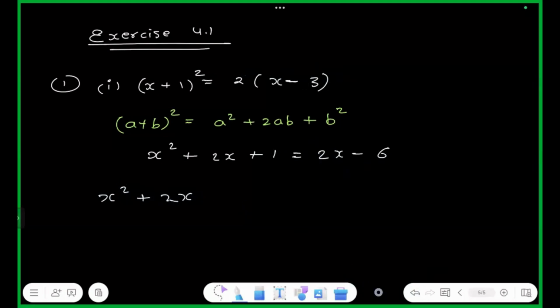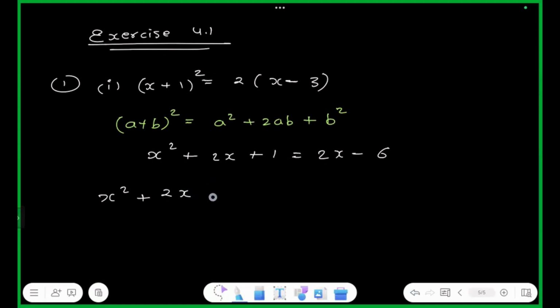Now when we transfer a term, the sign changes. If it was positive on one side, when we transfer it to the other side, it will become negative, and vice versa. Same for multiplication and division. If it was in multiplication, it will go to division, and if it was in division, then it will get multiplied, while changing sides.